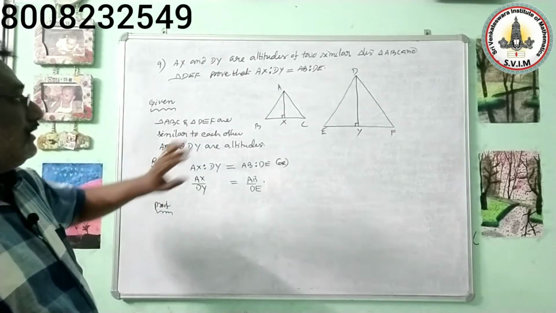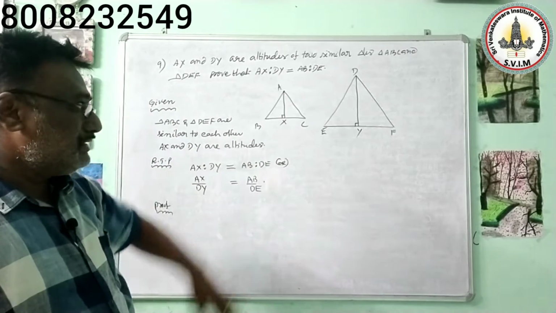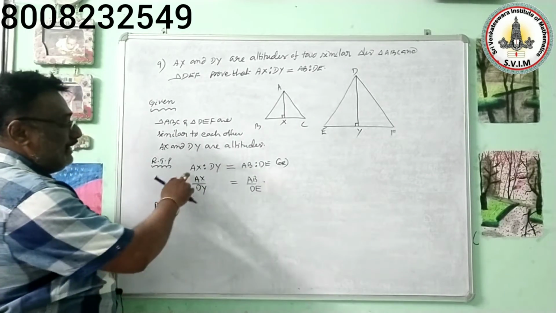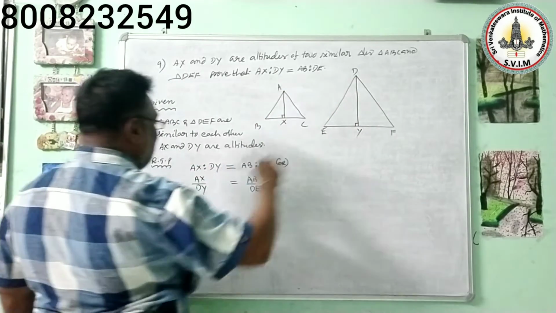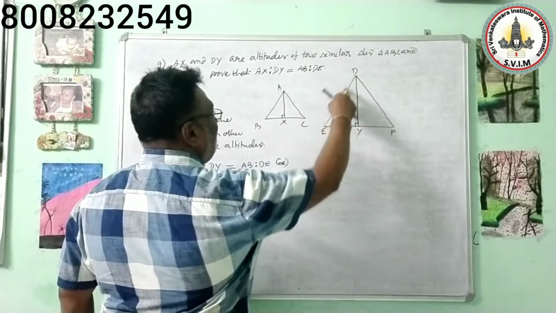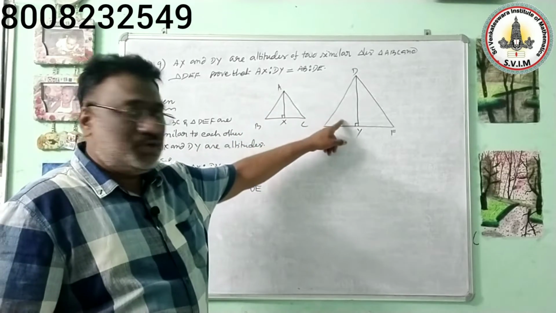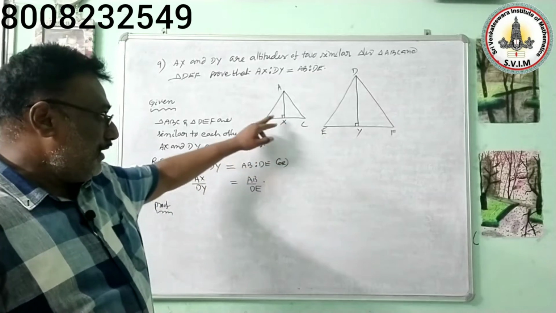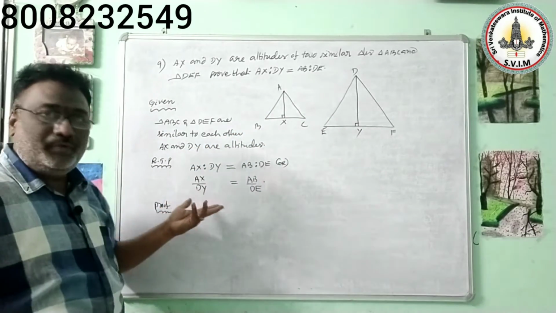Now listen to me. These two triangles are similar. But what we need to prove? AX by DY is equal to AB by DE. So here you just need to prove these two sub-triangles as similar. Whenever you have proved these two triangles as similar, we can get the required proof.